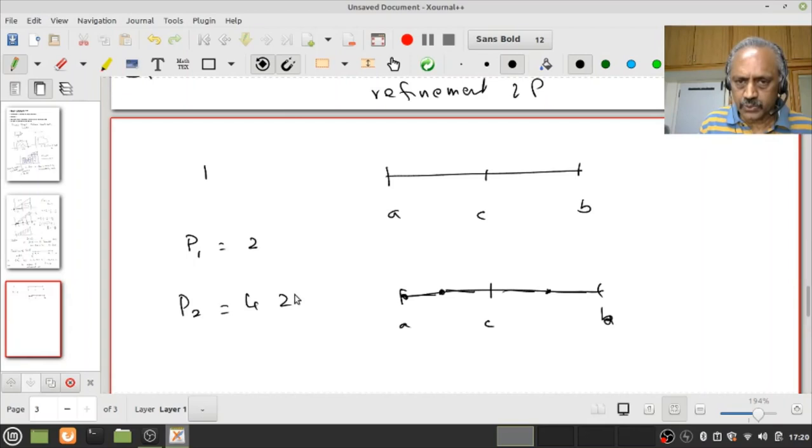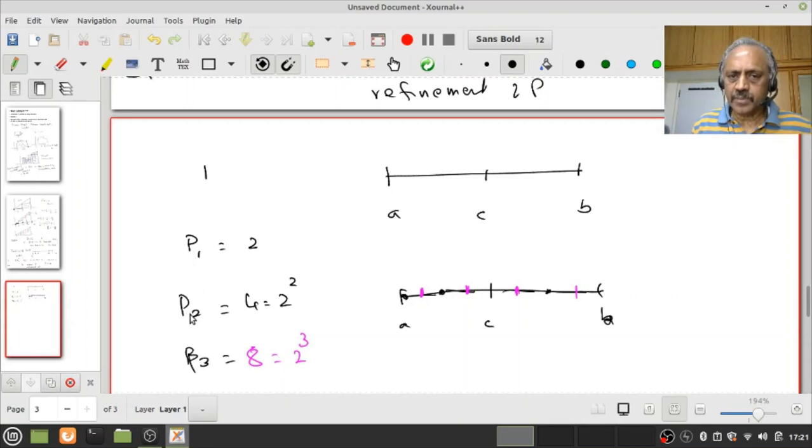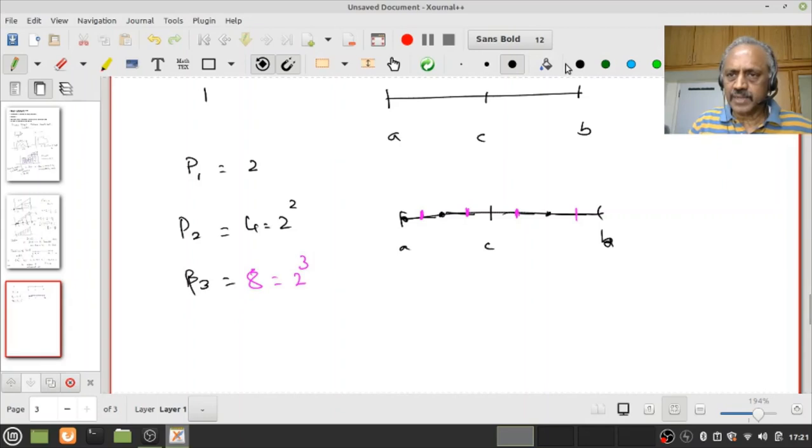Now how will it be P3? Again do the same thing. I introduce four more midpoints, so there are already four, therefore it is 8, which is 2 cubed. You understand this? Now do you see that P3 is a refinement of P2, P2 is a refinement of P1? Yes? Okay, I think it's time that I should say pause, review and proceed.